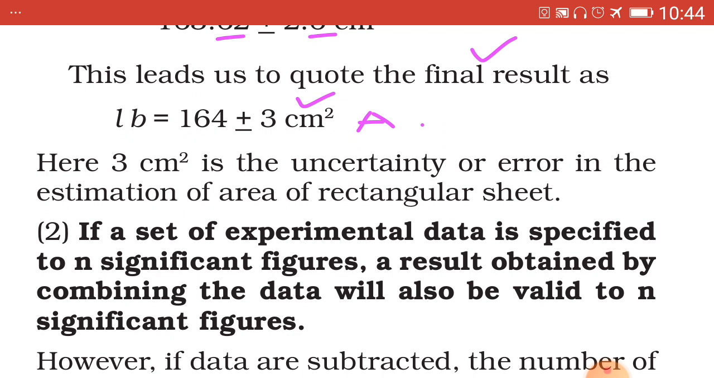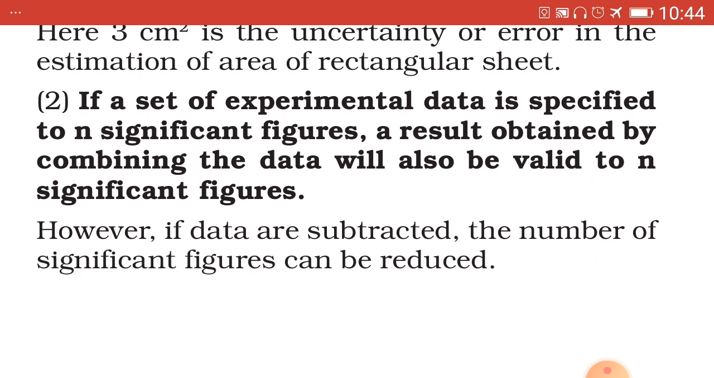So the answer of the LB product has to be written in terms of 3 significant figures, which is 164, and 3 centimeter square is the uncertainty, that is, the error in estimating the area of the rectangular sheet. Next rule.